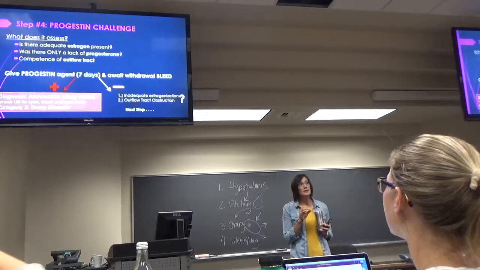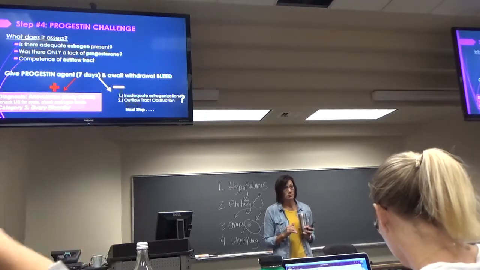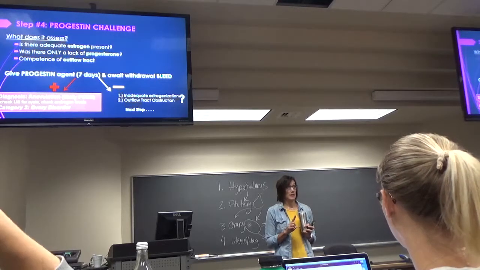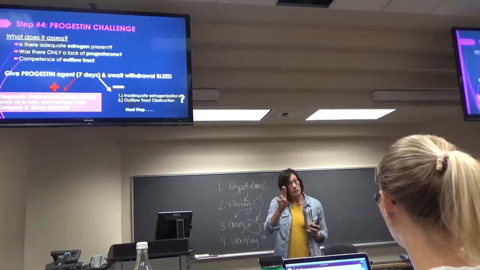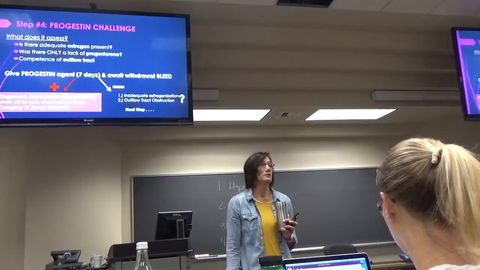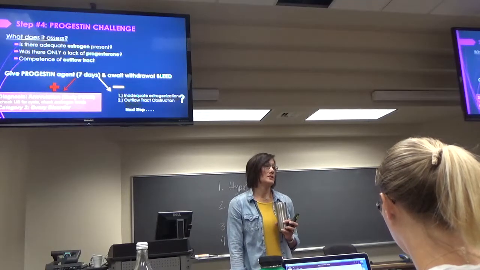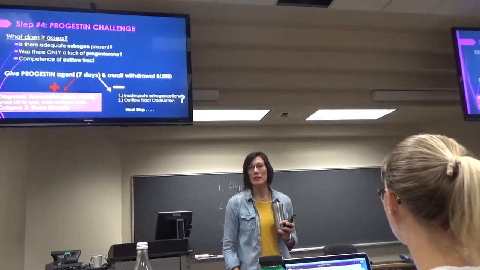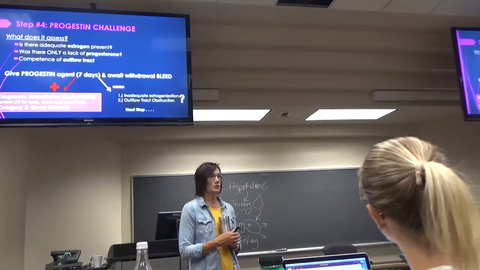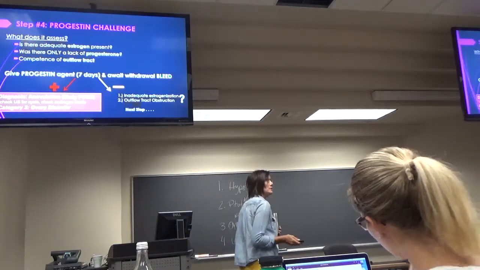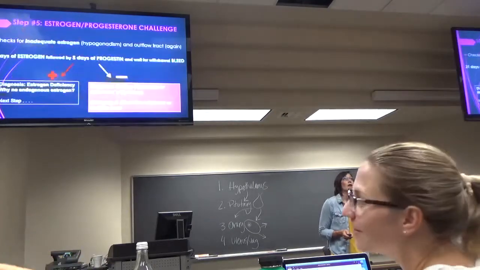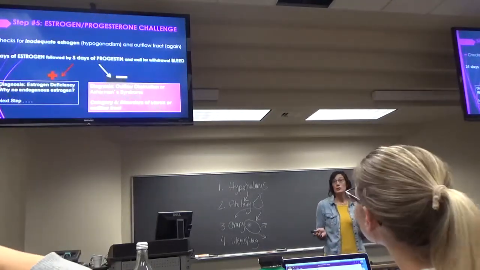If she doesn't bleed, what do we know now? We don't know for sure, but she either doesn't have adequate estrogen, or she's not able to bleed through her uterus, something's obstructing. So we still haven't completely ruled out obstructive stuff, okay? So then you give her a challenge of both estrogen and progesterone.